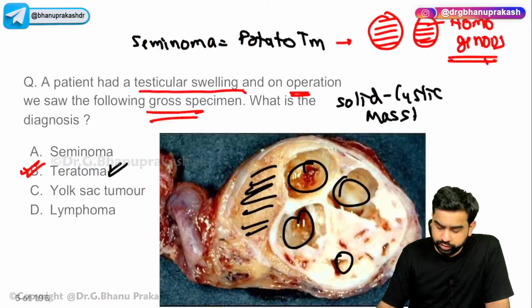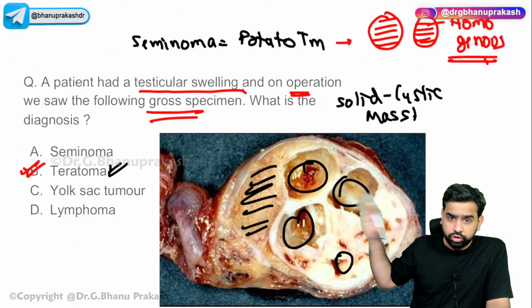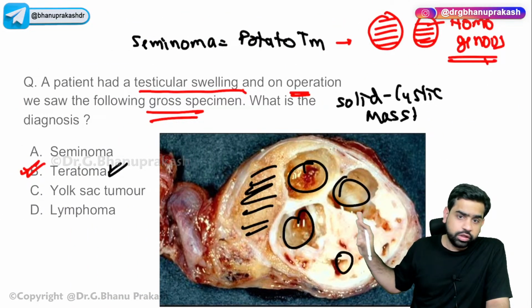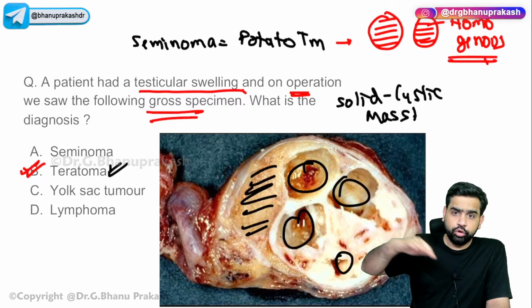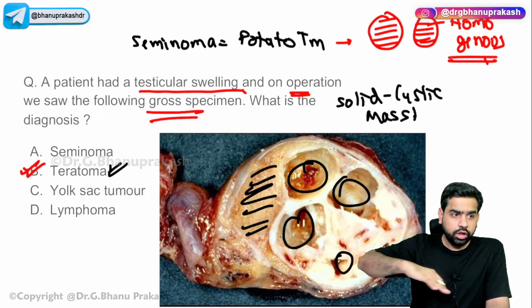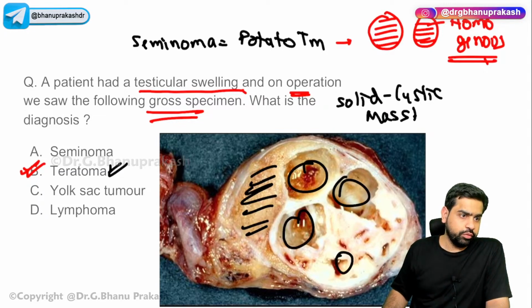Okay, so Utkarsh, what you need to understand, as I told you, is that in the teratoma there's going to be a heterogeneous kind of a thing, right? So here there is a solid cystic mass. In the seminoma there's going to be a homogeneous kind of solid mass. Okay, that is what you need to understand over here.